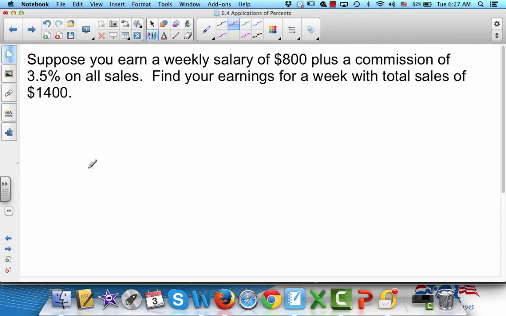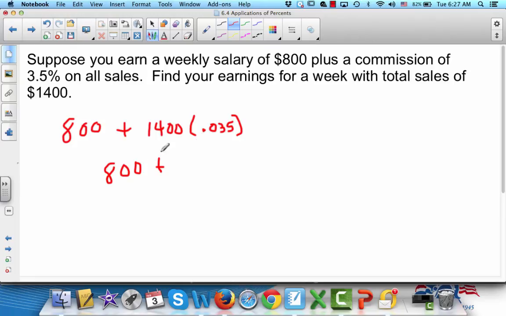All right, so we've got $800 that you start out with, plus $1,400 in sales times 0.035 after we change that to a decimal. Okay, so that gives us 800 plus 1,400 times 0.035, and that gives us $49. So that person made, or you made, $849 that week. Okay? Good job.